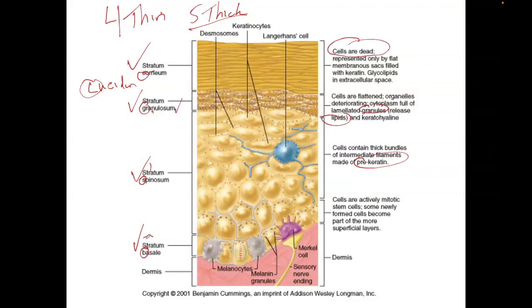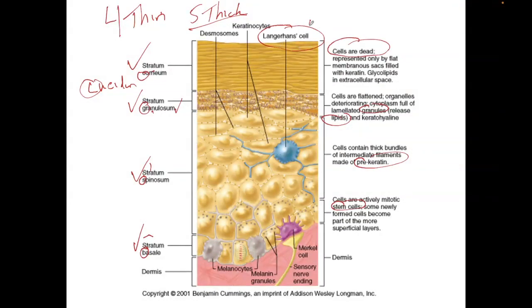Down in here, the stratum basal layer. These are made up of stem cells, right? So these cells move up, they migrate upward. Again, it takes 4 weeks. What else do we have here?